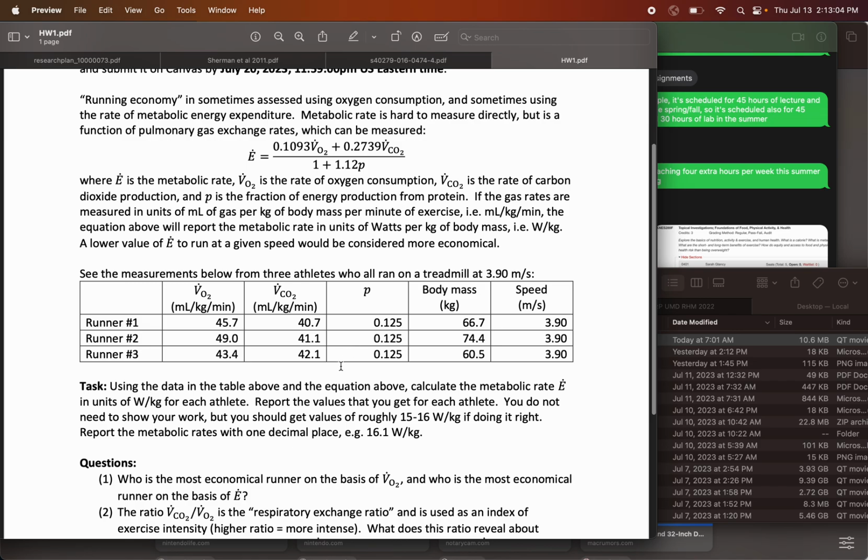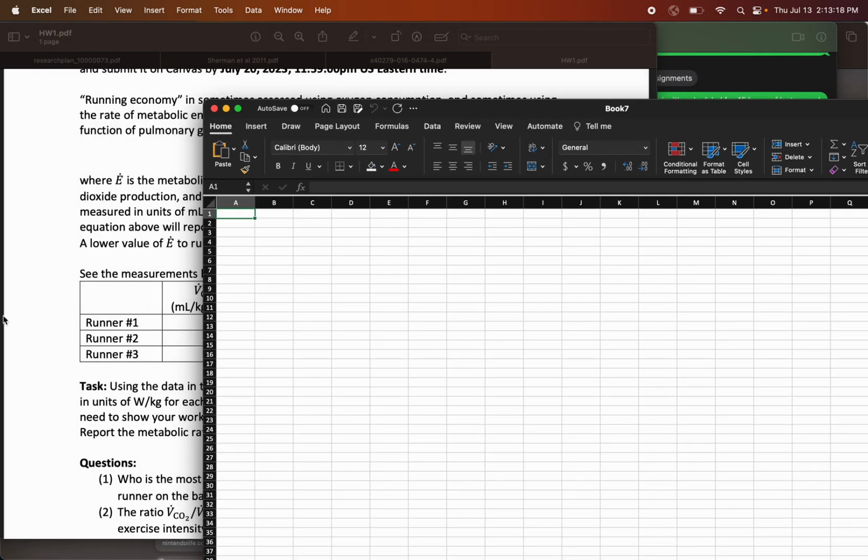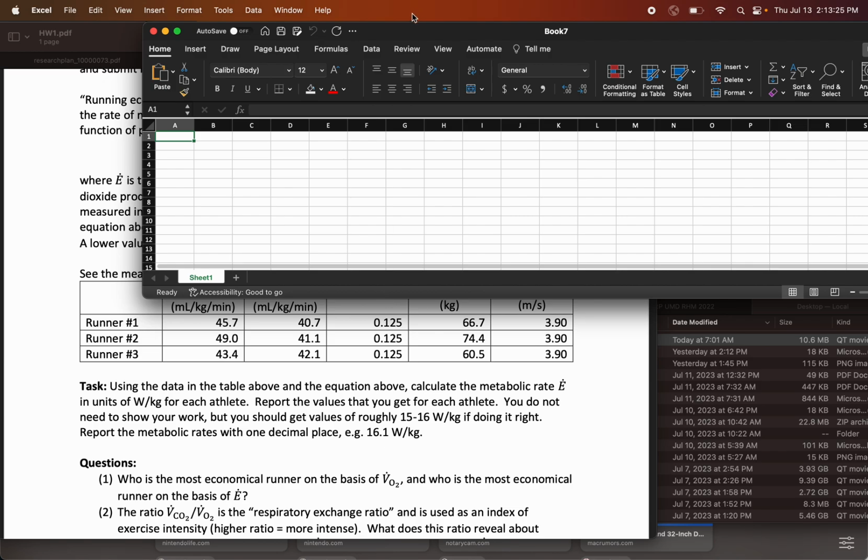Okay, so you have your data here for your three runners. You've got their speed and their mass and their protein fraction, CO2 and VO2. So let's take those and plug them into a spreadsheet here and try to get it so that I can see these all at the same time. A little bit smaller. Okay, so I've got my runner, their VO2, their VCO2, protein, their mass, let's call it M. And here I'm going to calculate E dot, their rate of energy expenditure. So here's my runner number one, number two, number three. My headings bold there. And let's copy over my data.